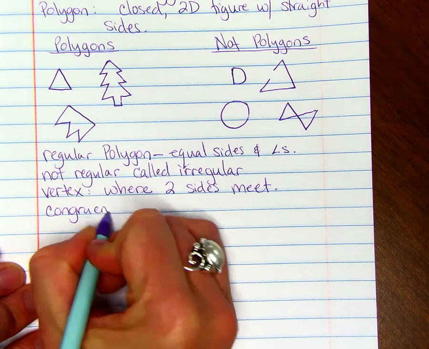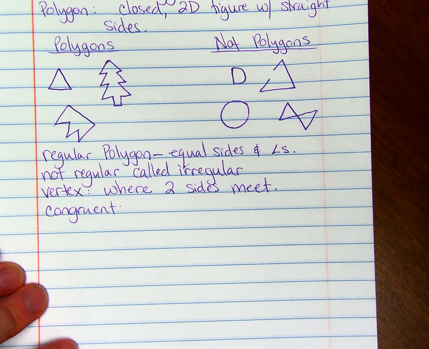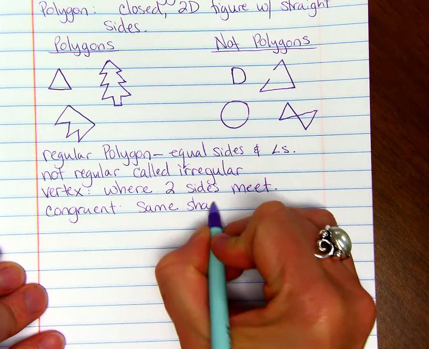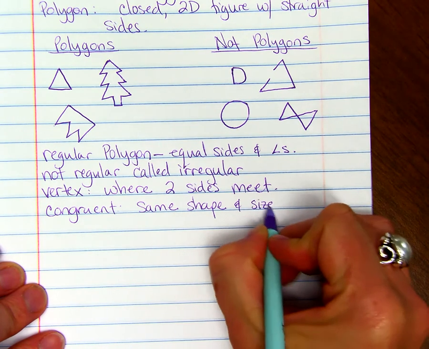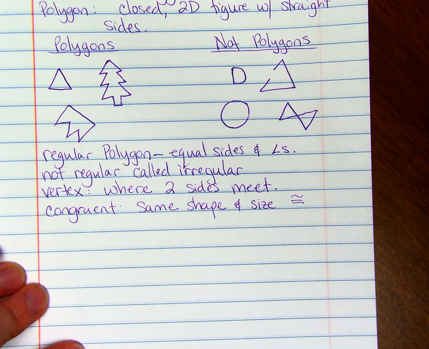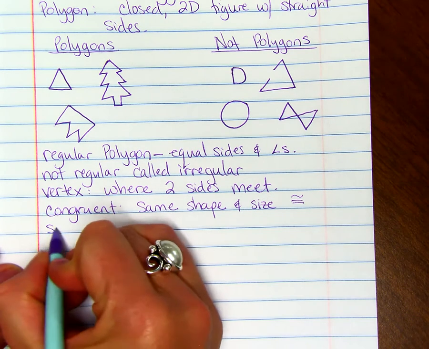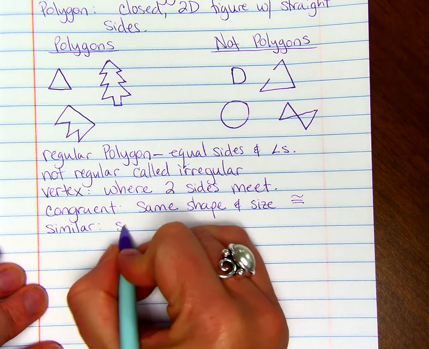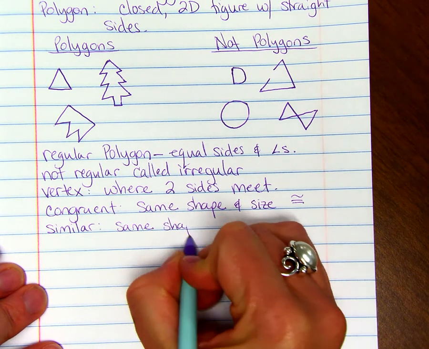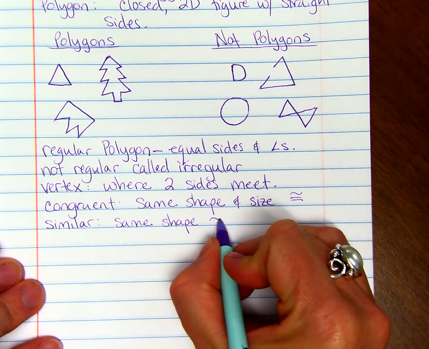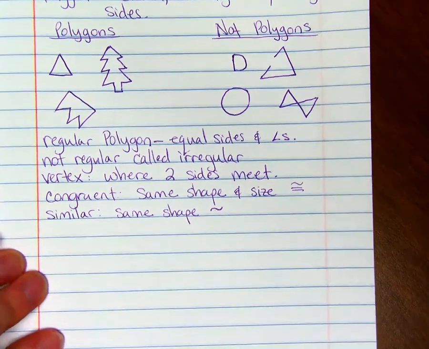Congruent, when you see the word congruent, it just means same shape and size. And the congruent symbol is an equal sign with a little similar symbol right above it. That means congruent. Same shape, same size. Similar means the same shape and not necessarily the same size. And that just is a similar symbol. It's just a little tilde.